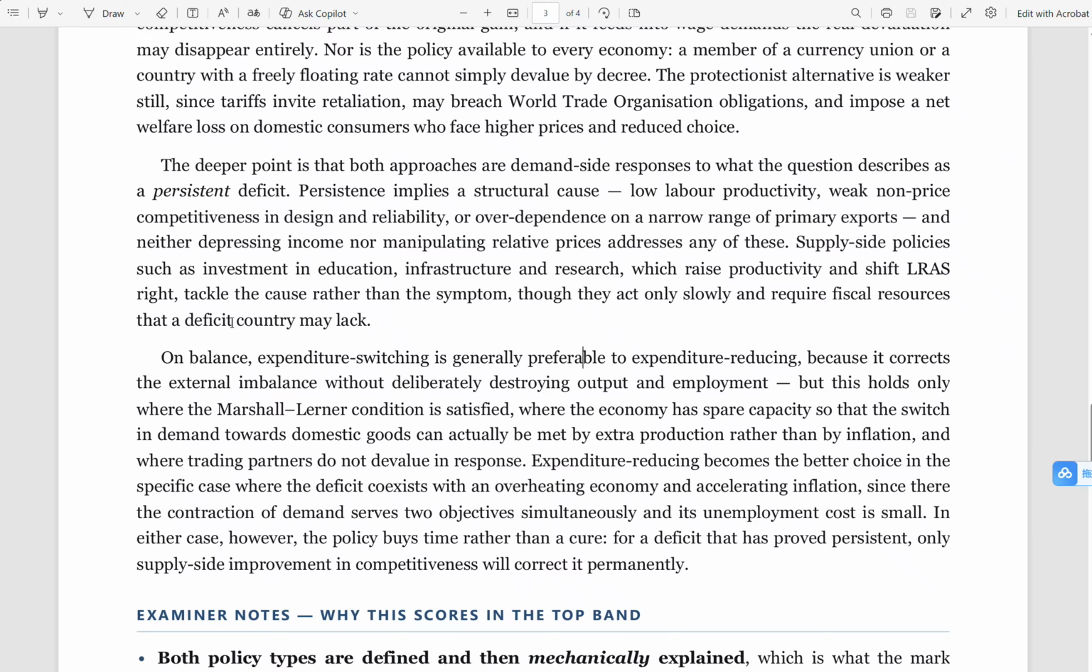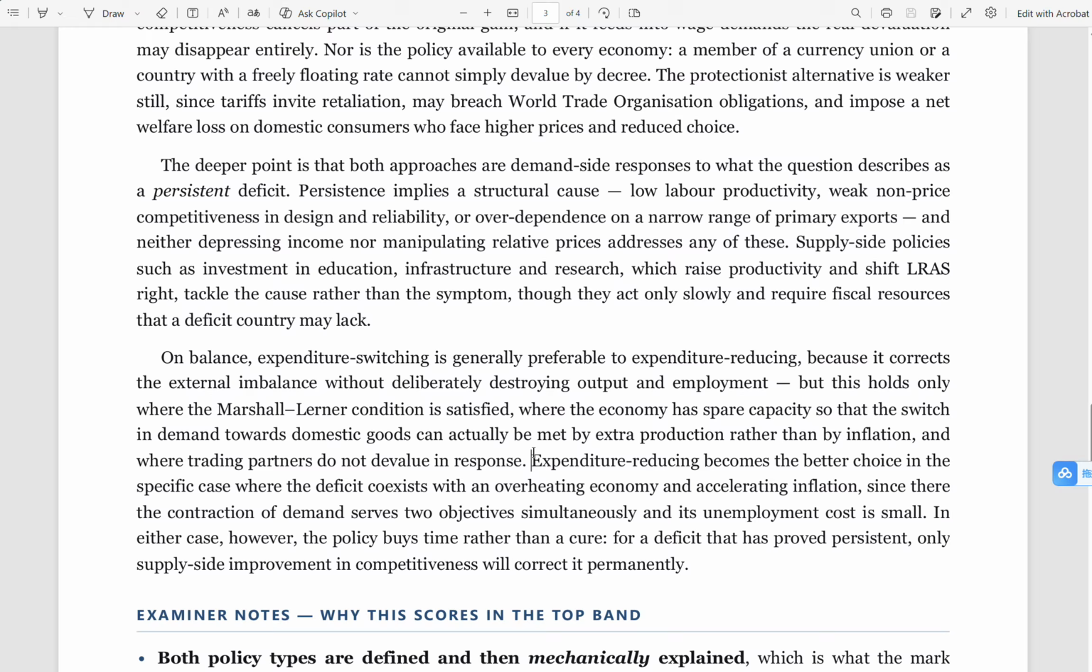And then expenditure switching is generally preferable to expenditure reducing because it corrects the external imbalance without deliberately destroying output and employment. But yes, we're going to talk about the Marshall Lerner condition, whether or not it's being met, right? I think there can also be a discussion as to whether or not the Marshall Lerner condition learned in A level economics textbook is actually correct, because I think the professors are going to look at this like, nah, the Marshall Lerner condition is a little bit more complicated than that.